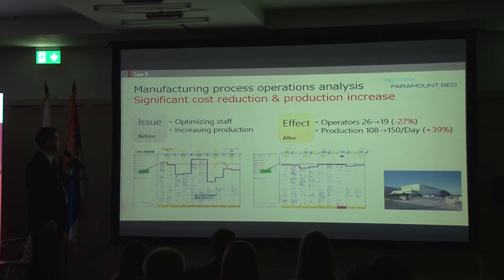And here's another one of the medical bed maker. As you can see here in the bottom chart, this is a very clear example of line balancing in action. So what they did was they took the videos of each operator in the line and they used line balancing to reduce the number of operators by 27% and increase production by 39%, so incredible gains.